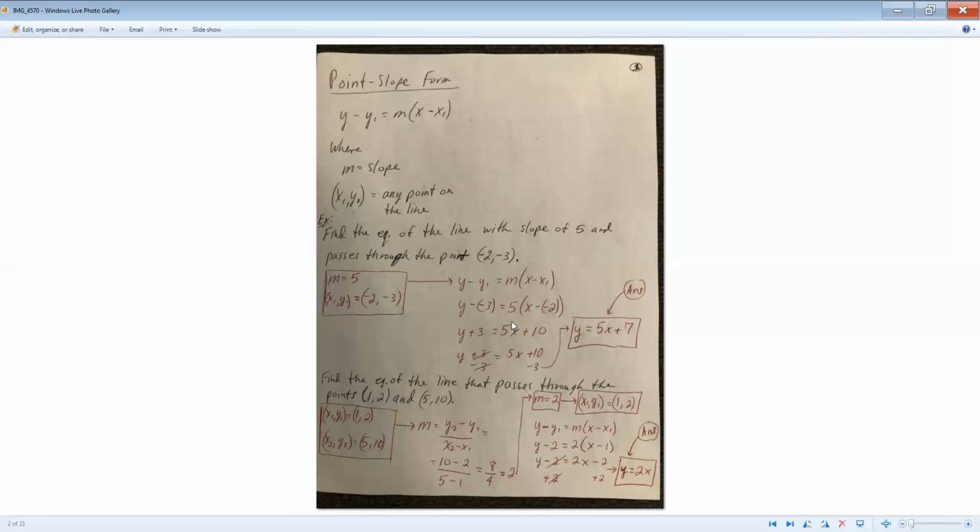Negative turns positive, and if we distribute 5, we have y plus 3 equal to 5x plus 10. You can go ahead and solve for y by subtracting 3 from both sides, and y is equal to 5x plus 7.